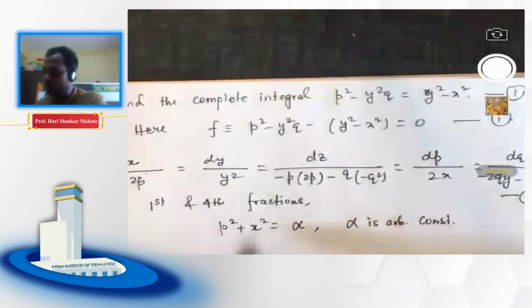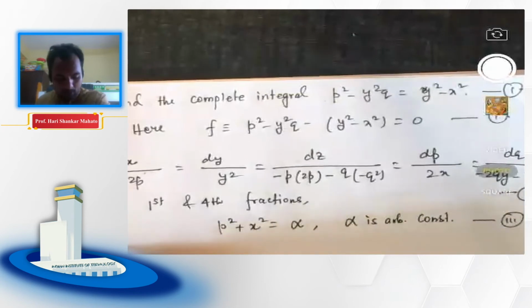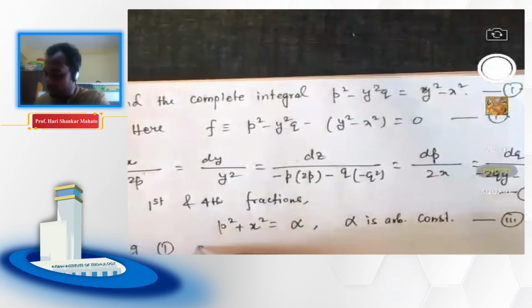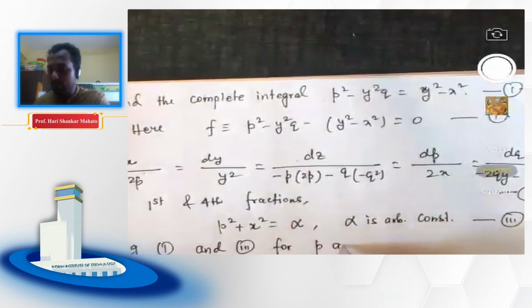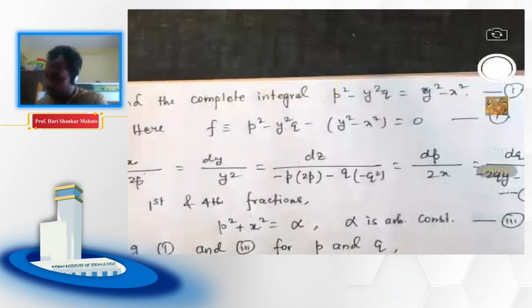Now I will use this relation. So how do we use this relation? Let's call it 3. So solving 1 and 3 for p and q. How do we solve for p and q? So from here, as you can see, p is square root of alpha minus x square.